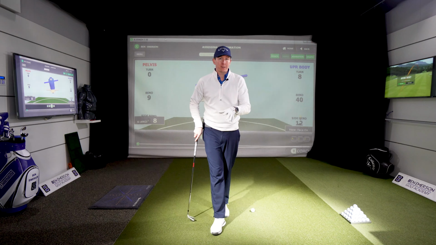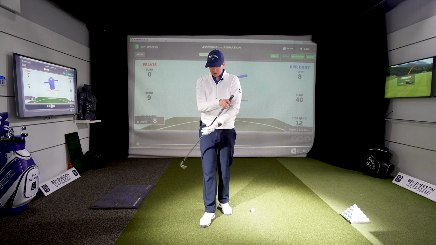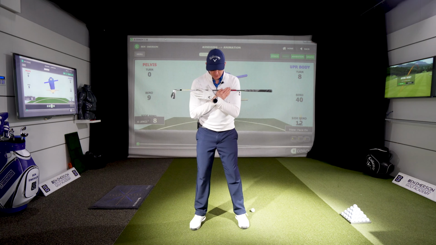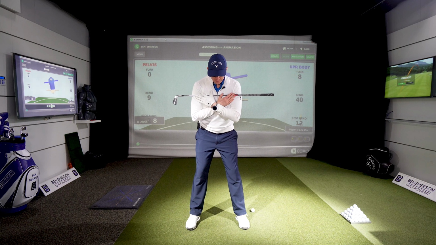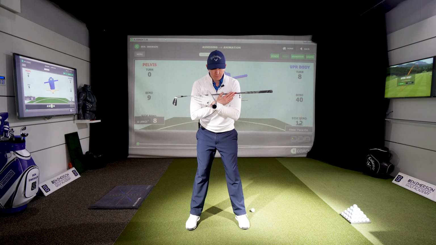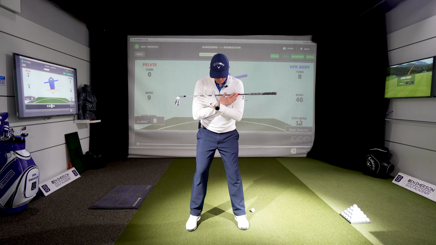This is one of the TPI tests, and it's a pelvic rotation test. Very simply, all I want you to do is get a club, put it across your chest, and get into a 5-iron posture. I want you to keep that club as stable as you possibly can, and try to move your lower body, keeping your upper body stable.